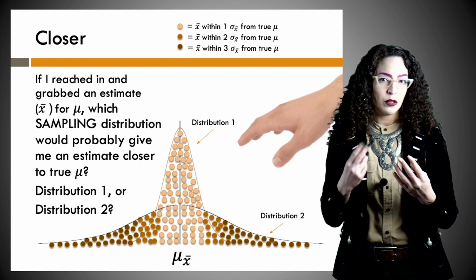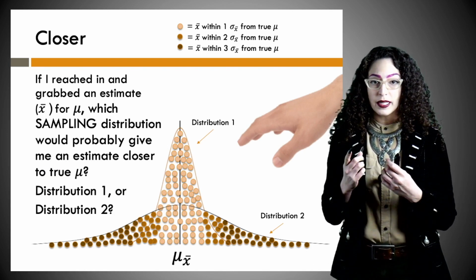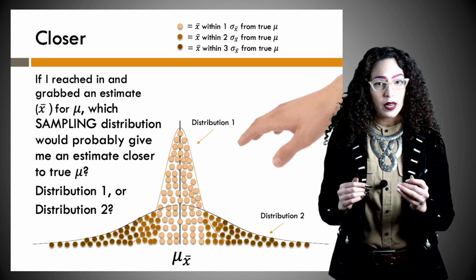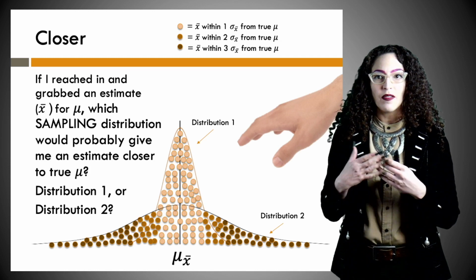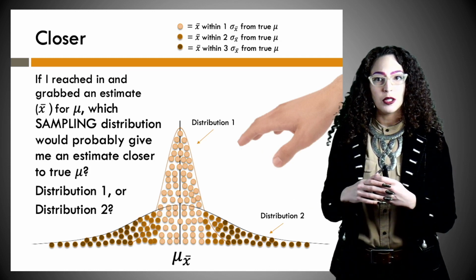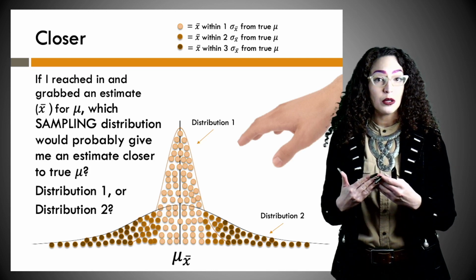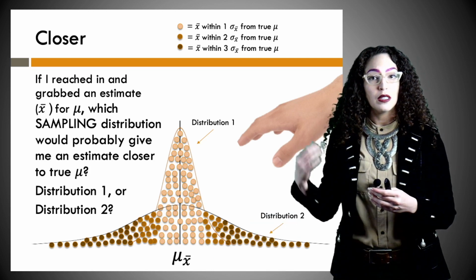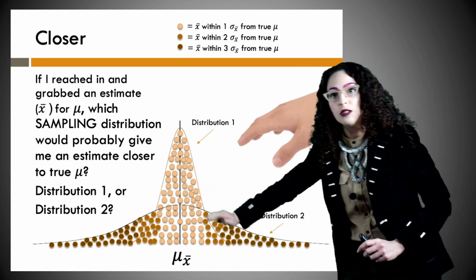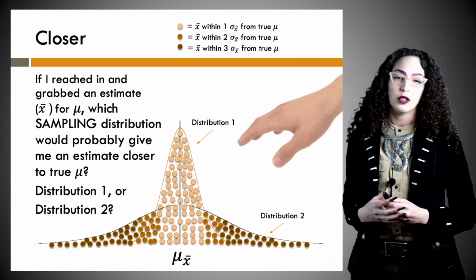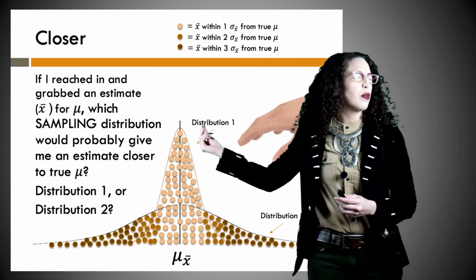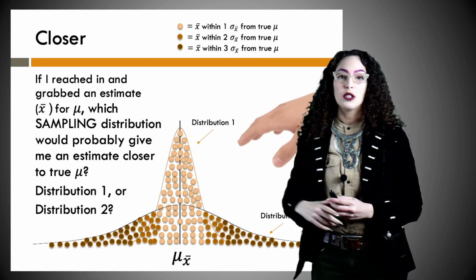Let's pretend that we have 2 sampling distributions. One of the sampling distributions is created from large sample sizes, when the other one has smaller sample sizes. If I reached in and grabbed an estimate for mu, which of these 2 sampling distributions would probably give me an estimate closer to the true mu? Distribution number 1, which is this tall pointy guy here, or distribution number 2, this shorter and fatter distribution. Which one, if I just reached in randomly, would probably give me an estimate closer to the truth?